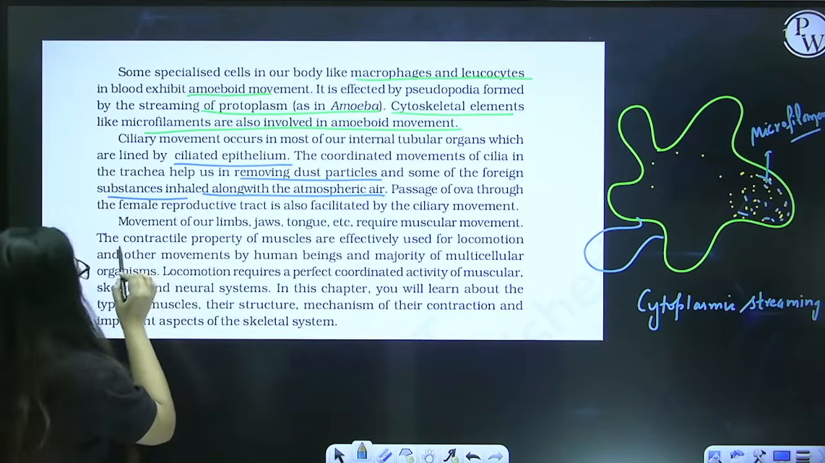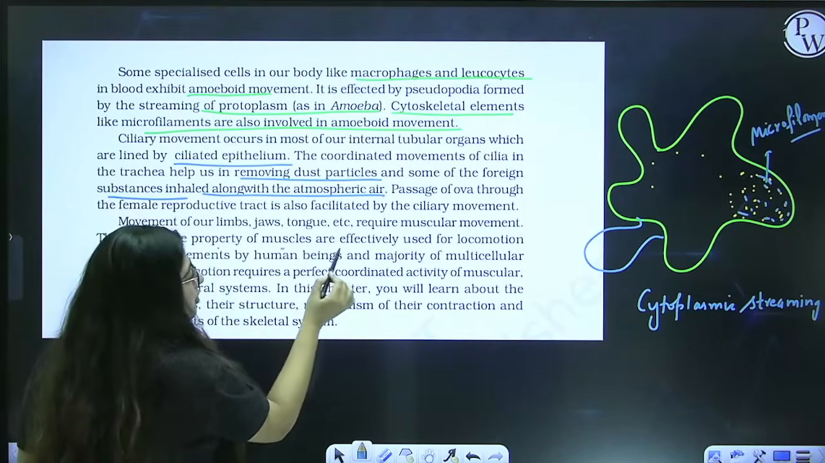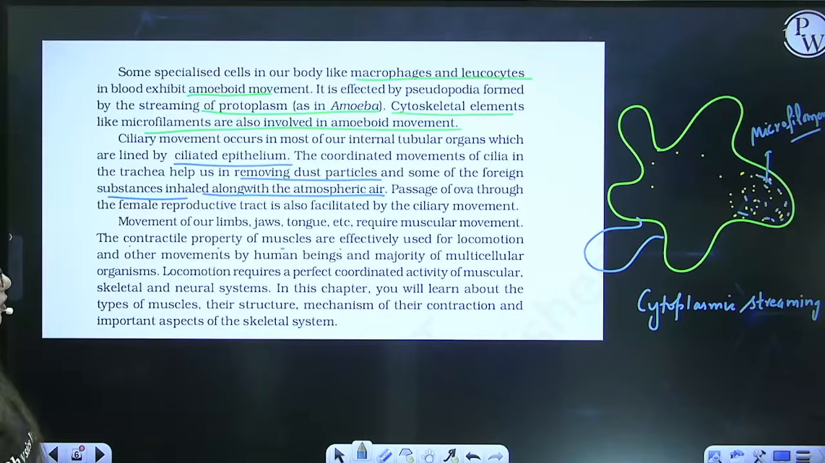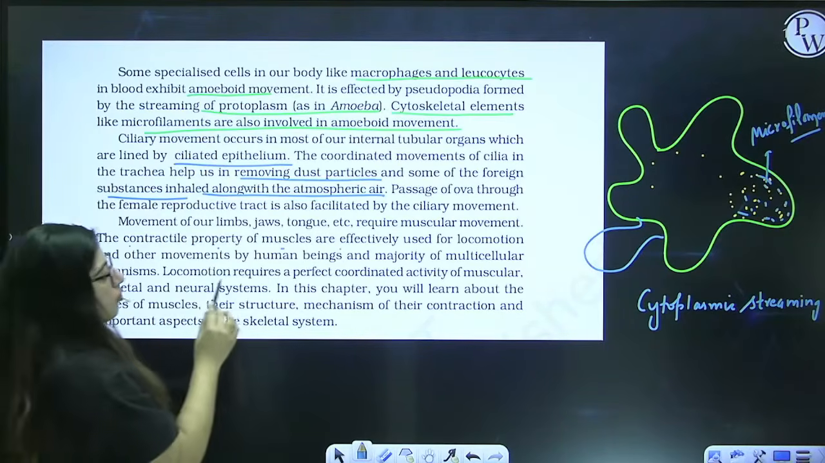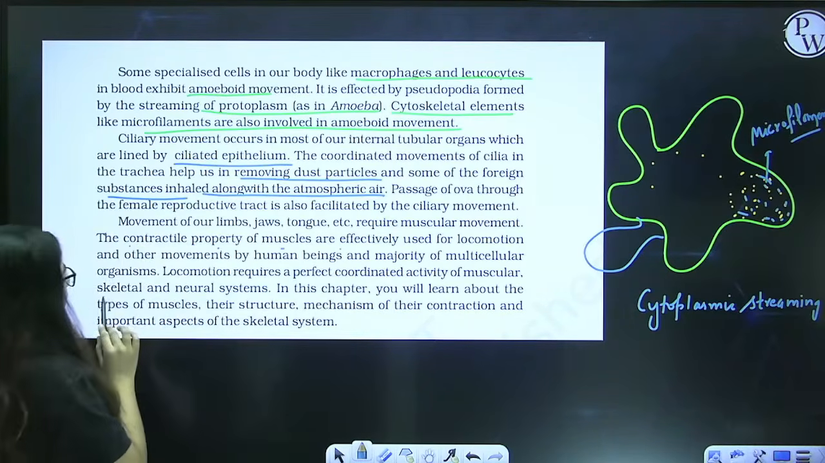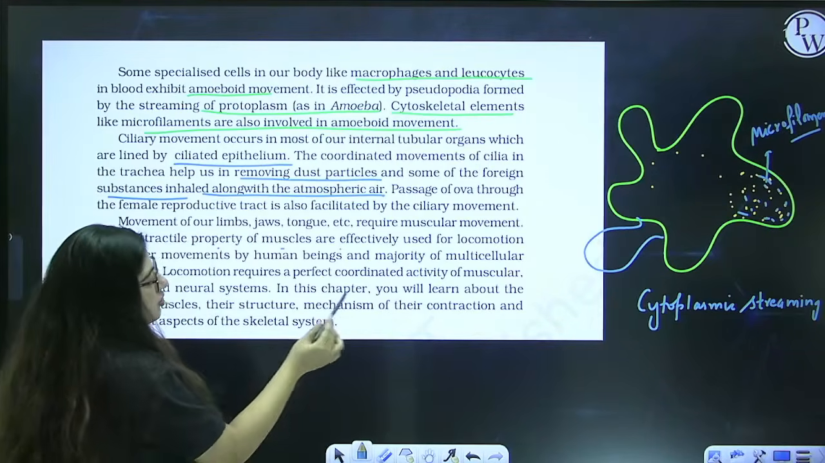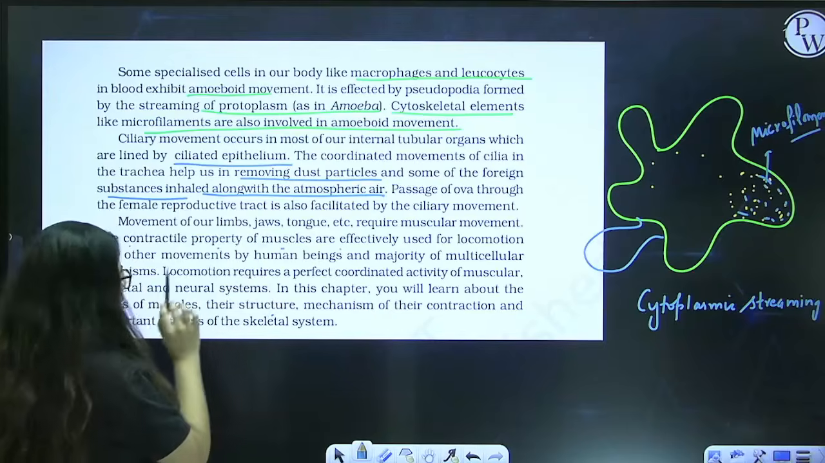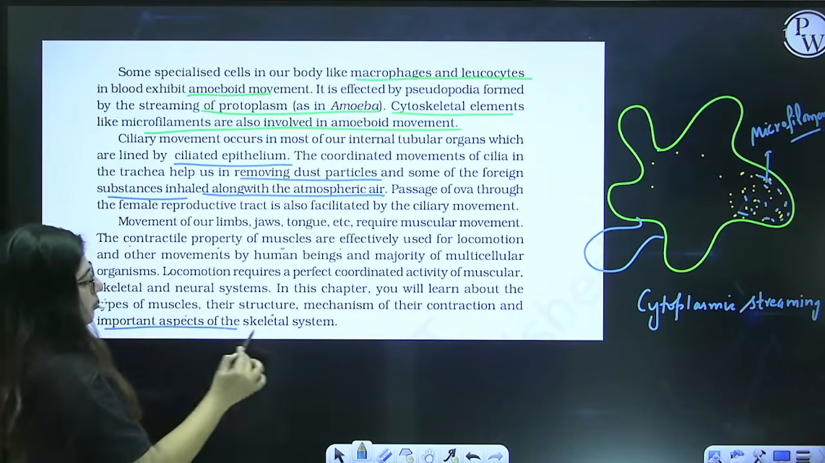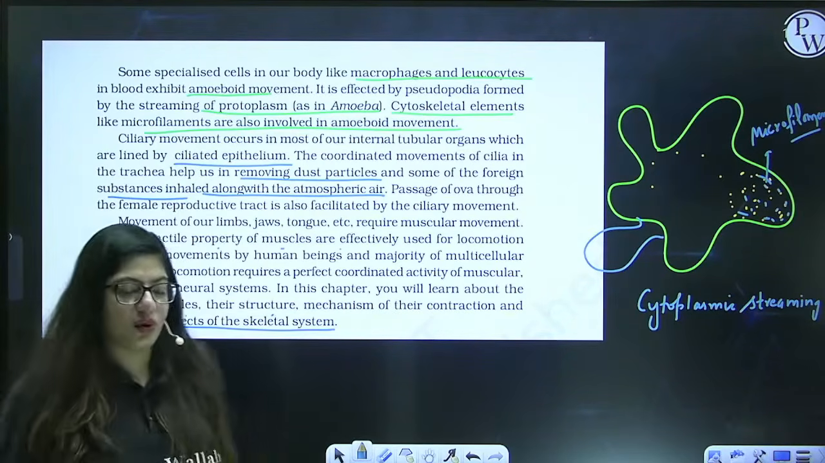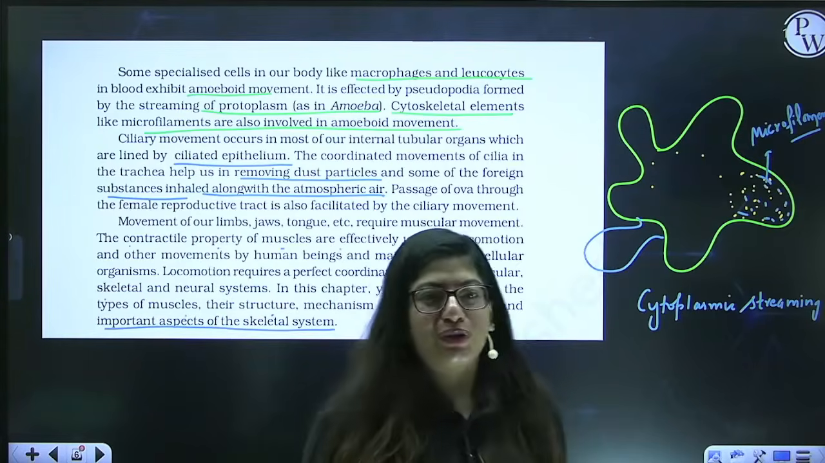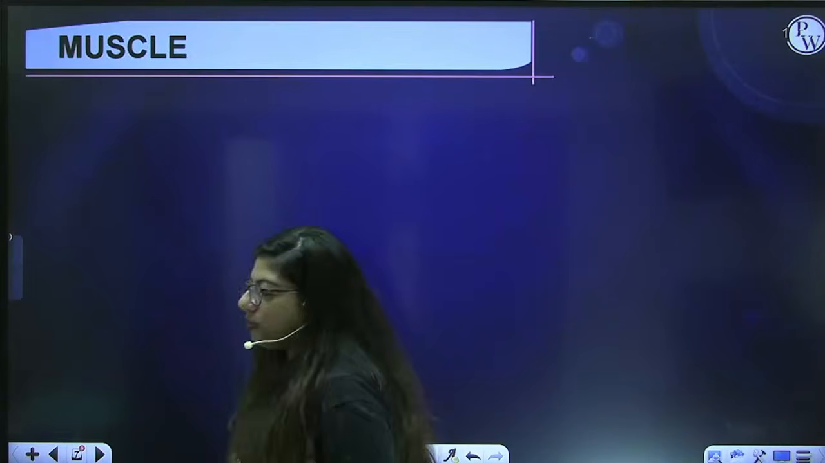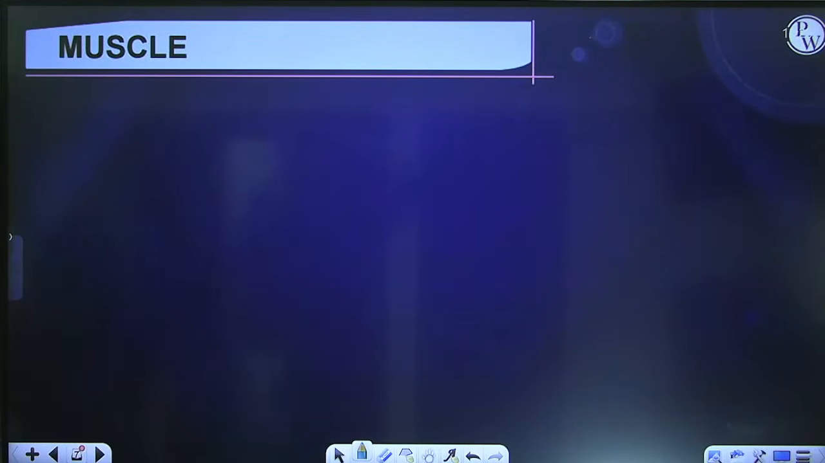requires muscular movement. The contractile property of muscles is effectively used for locomotion and other movements by human beings and the majority of multicellular organisms. Locomotion requires a perfectly coordinated activity of muscular, skeletal and neural systems. In this chapter, you will learn about the types of muscle, their structure, mechanism of their contraction and important aspects of the skeletal system. So this is what we have to study in the entire chapter. So let's get started with the other topics, guys. I hope each line of NCERT is clear to you.